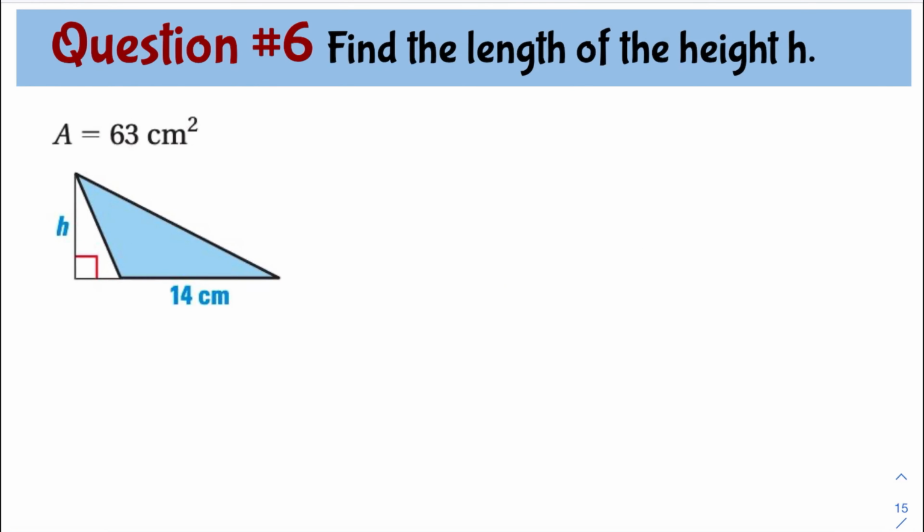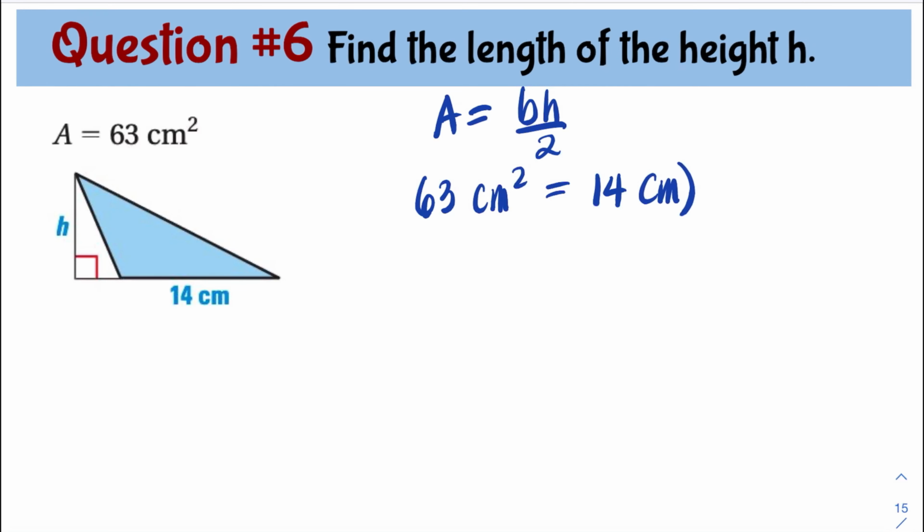Question number 6. Find the length of the height if the area is 63 centimeters squared and the base is 14 centimeters. Again, area is equal to base times height divided by 2. The area is 63 centimeters squared. Base is 14 centimeters. We don't know the height. And divide by 2.